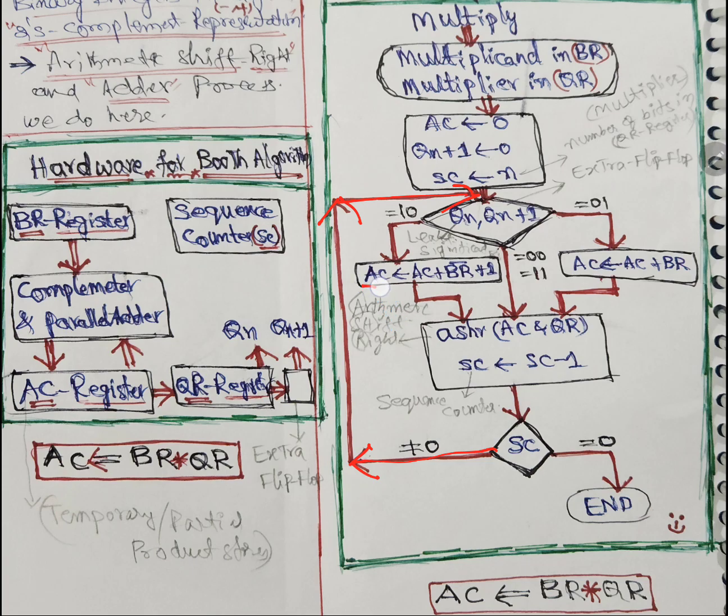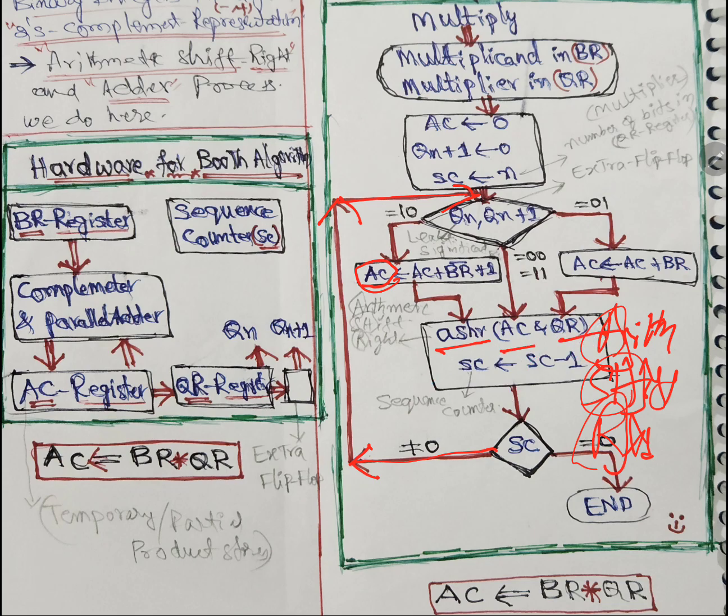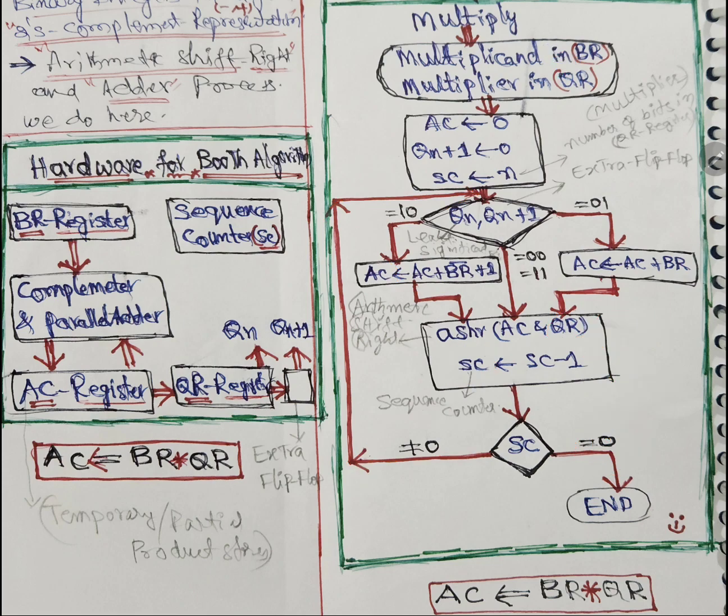Write the full forms. AC means accumulator. ASHR means arithmetic shift right: A for arithmetic, SH for shift, R for right. Accumulator, QR register. Right, QR is a variable. QR register. SC means sequence counter. SC is reduced by 1. Very simple. Those points you need to write in the explanation.